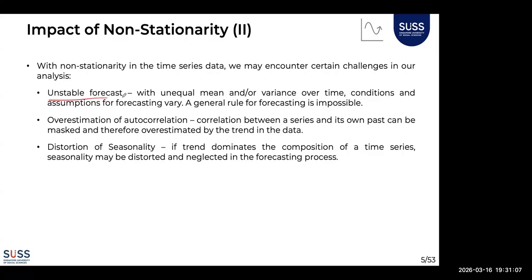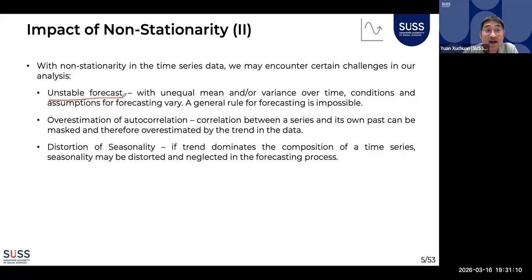For example, you get an unstable forecast if your time series is non-stationary, because the means are different and the variances are different. You may overestimate the autocorrelations. Especially if your data have trend or seasonality, the correlation will be bigger, significantly different from zero. This correlation may be overestimated by the trend in the data.